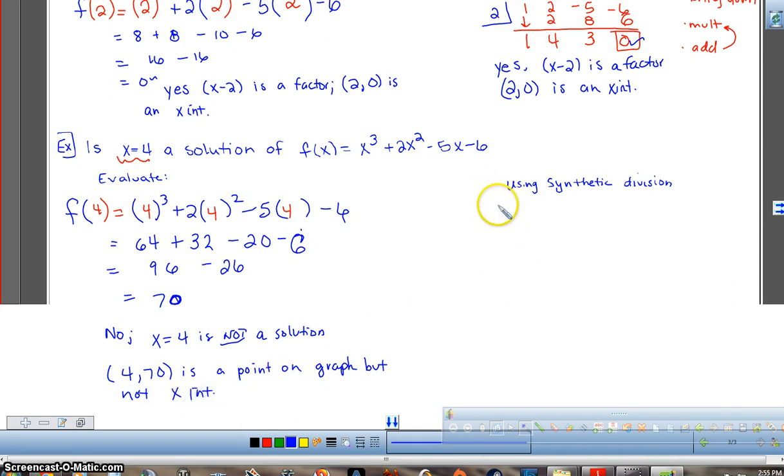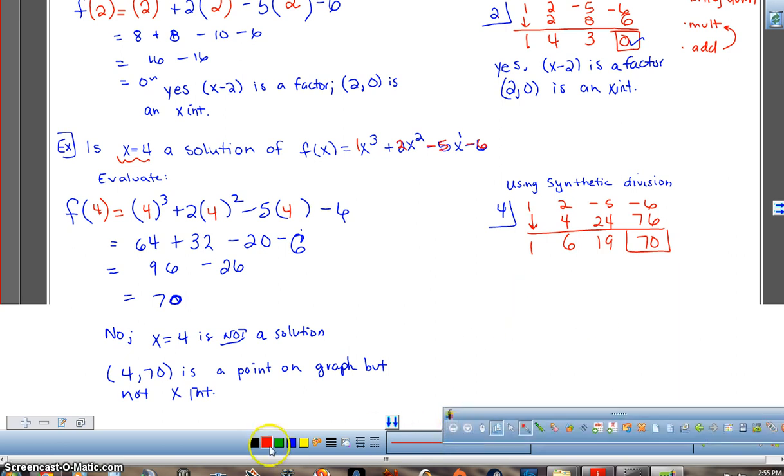We can do this synthetically. Again, make sure that your exponents go down by 1 each time. So 3, 2, 1, nothing. So that's good. We use our coefficients. 1, 2, -5, and -6. Bring down the first number. Multiply. Add. Multiply 6 times 4. Add. And then multiply. So our remainder is 70, not 0.